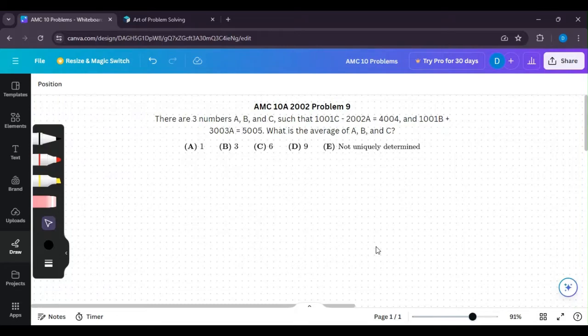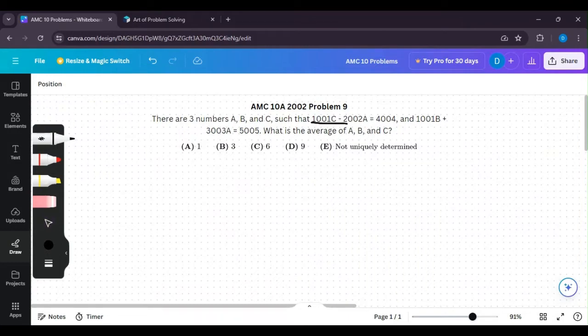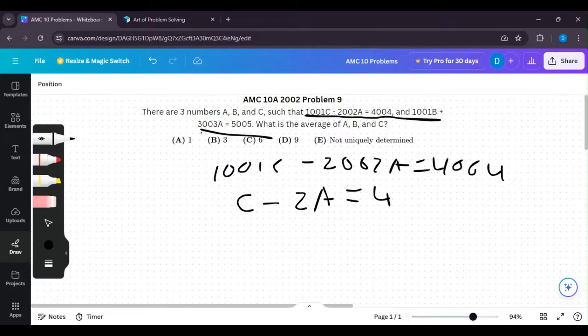First of all, as you see the equations given, we see that these are really large numbers. But we also see that everything can be simplified to smaller integers. So 1001c minus 2002a is equal to 4004. And as you see here, we can divide by 1001. So that would leave c minus 2a is equal to 4. And these are integers that we can work with. They're much smaller and we don't have any trouble operating on them.